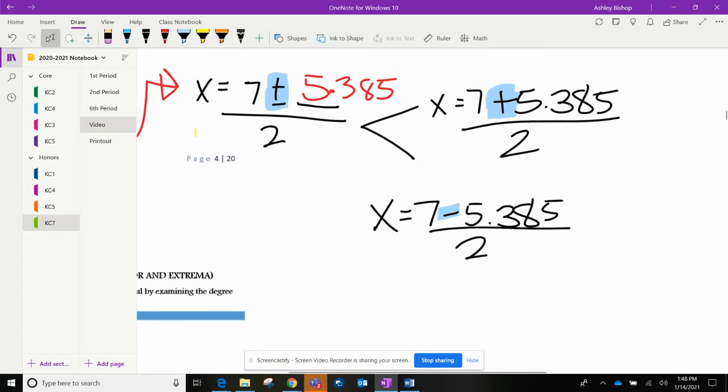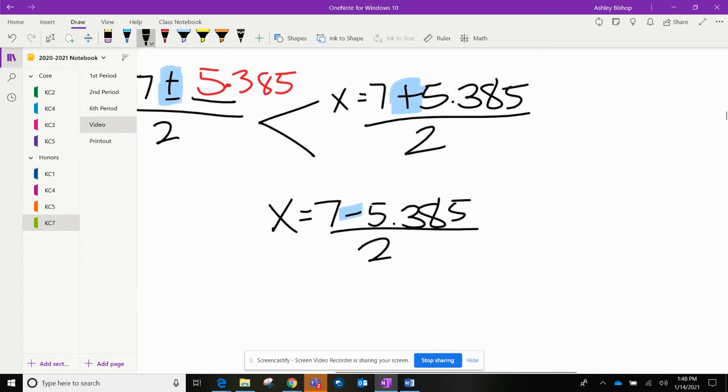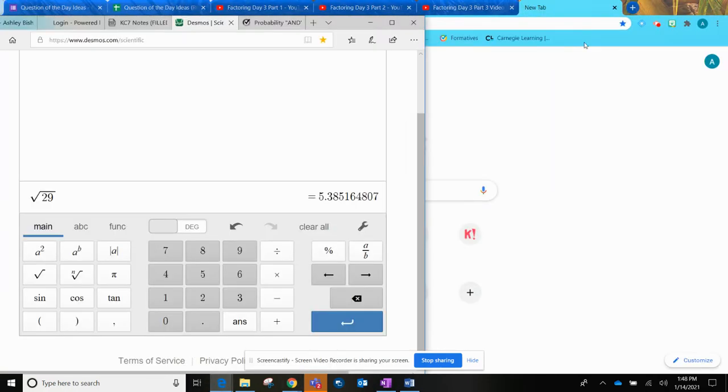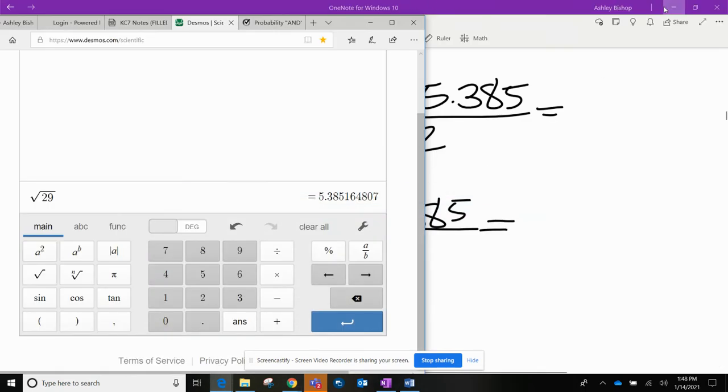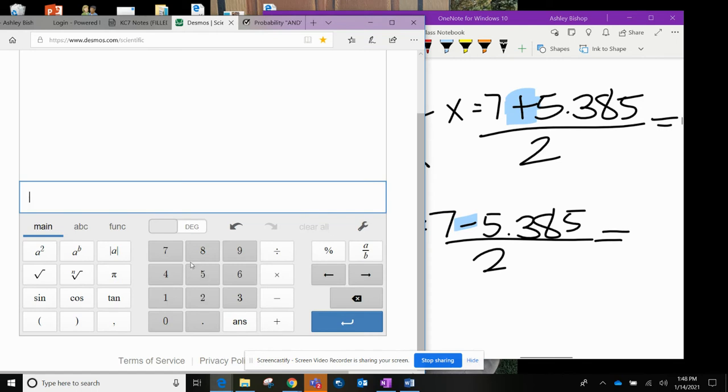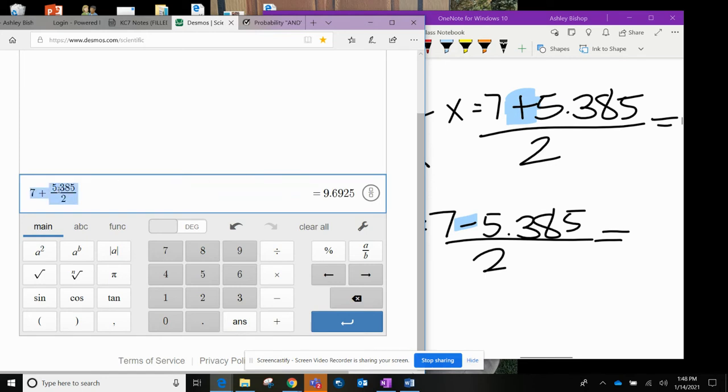Now, I'm just going to throw this in my calculator and be done. Be careful when you put this in your calculator, because we are going to want to make sure that we use parentheses. So here is my calculator, and let me show you what I mean. You need to put this in parentheses. If I take this and I do 7 plus 5.385 and divide that by 2, it's going to do order of operations and do division first. So it's going to take your 5 and divide it by 2 first. That's not what we want.